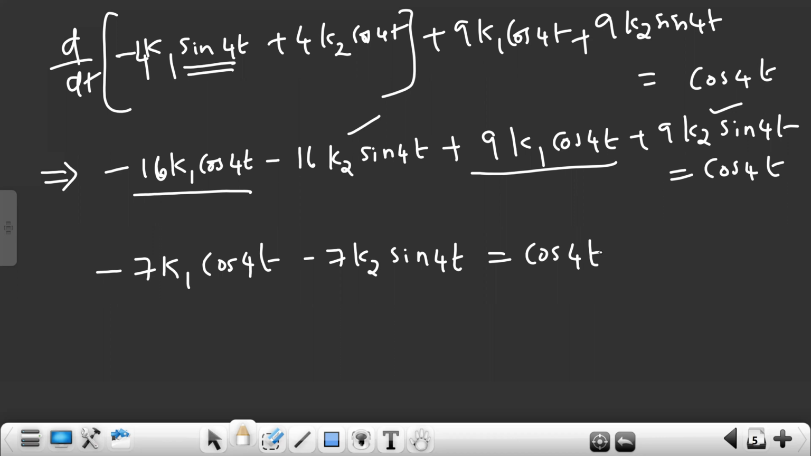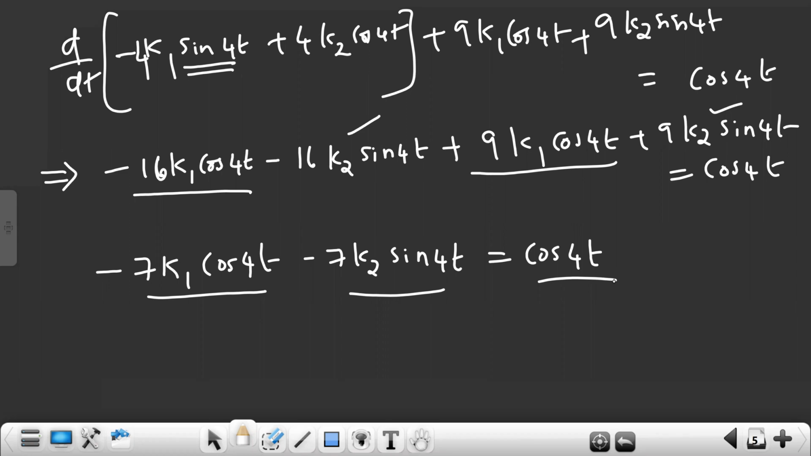Now, how to find the value of K1 and K2 from this equation? This is a trigonometric equation. Can anybody suggest any method to find the value of K1 and K2? This is not a linear equation, it is a trigonometric equation. Please think and tell me, anybody. You have only one equation, but two variables, and this is not a linear equation. Substitute different values of t.